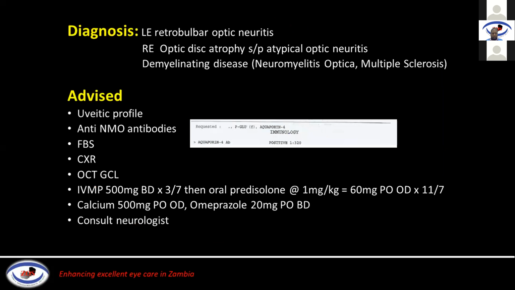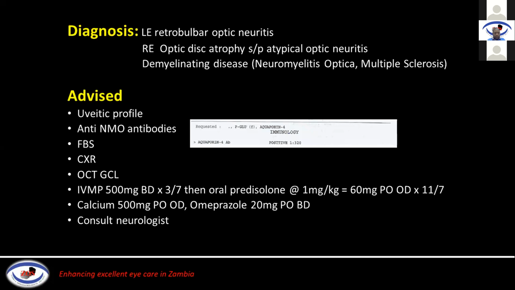So a diagnosis of left eye retrobulbar optic neuritis was made. On the right eye, a diagnosis of optic disc atrophy, status post atypical optic neuritis, was made. This was attributed to a demyelinating disease, possibly neuromyelitis optica or multiple sclerosis. The patient was advised to do a uveitis profile and NMO antibodies, fasting blood sugar, chest X-ray, OCT, ganglion cell layer, and was started on IV methylprednisolone followed by high-dose oral prednisolone, as well as supportive treatment.